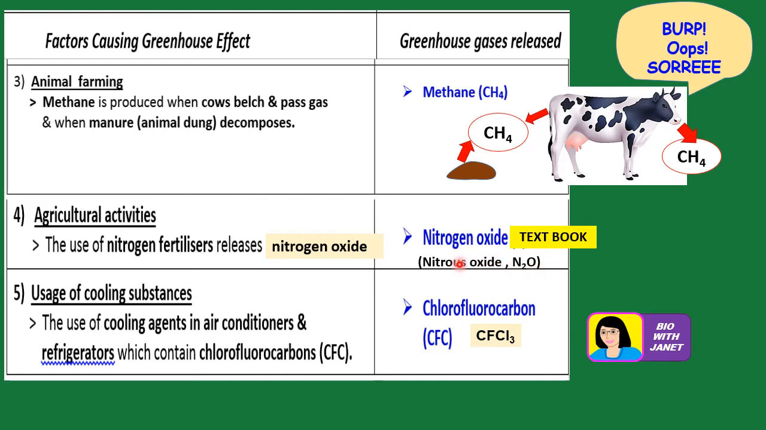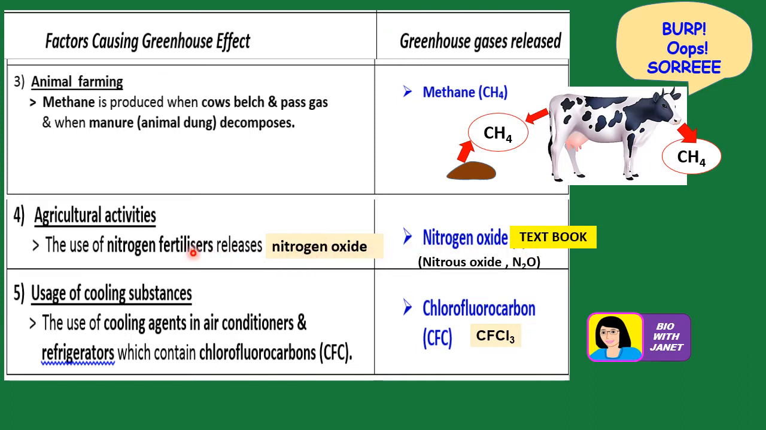Check from the net. But in the exam, please use this term nitrogen oxide. If you want, you can write in brackets nitrous oxide, because the marking scheme tends to follow the textbook. Okay, marking scheme for SPM. So we can use this term nitrogen oxide.